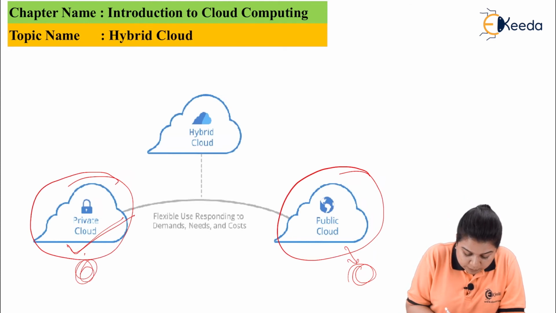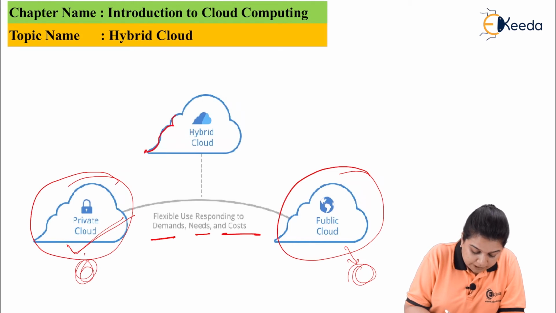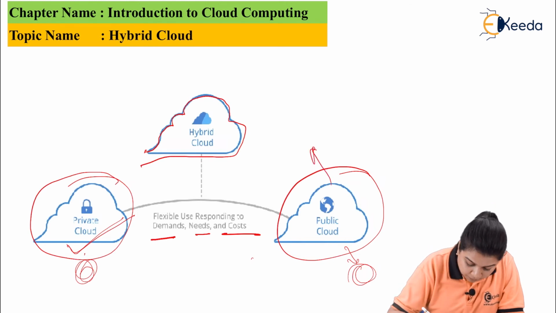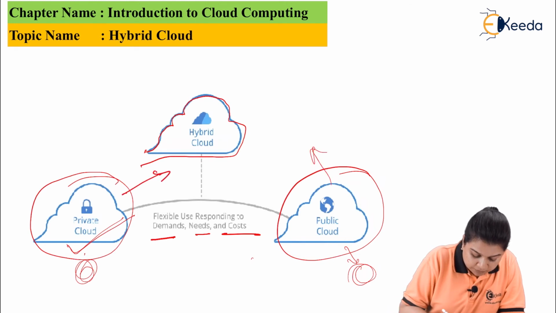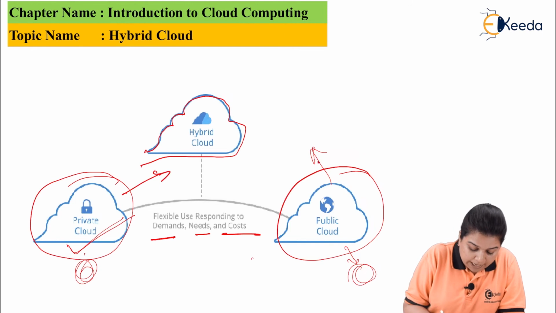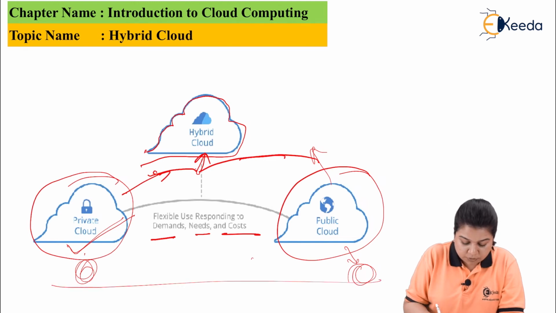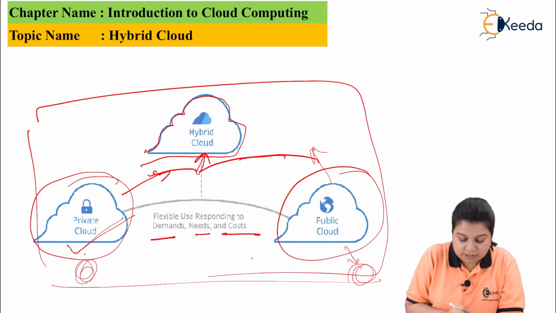Now, flexible use responding to demands, needs and cost. Hybrid cloud, as we say, is the best of both worlds. Best of both worlds means the best from the public cloud and the best from the private cloud as well, and when these two combine together to form one cloud, that is known as hybrid cloud. So here it is explained with the help of this diagram.